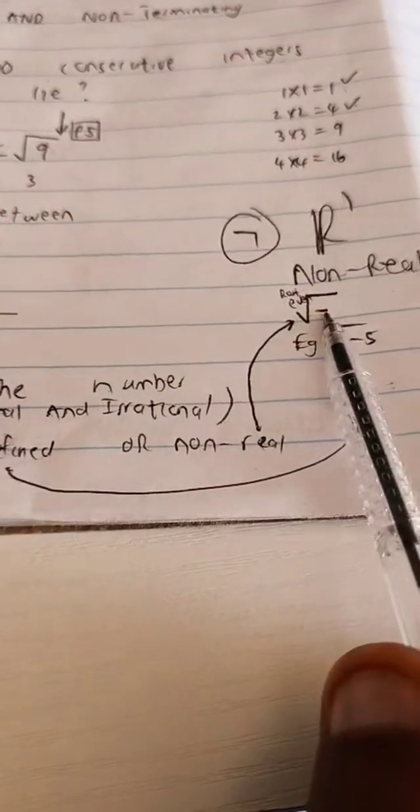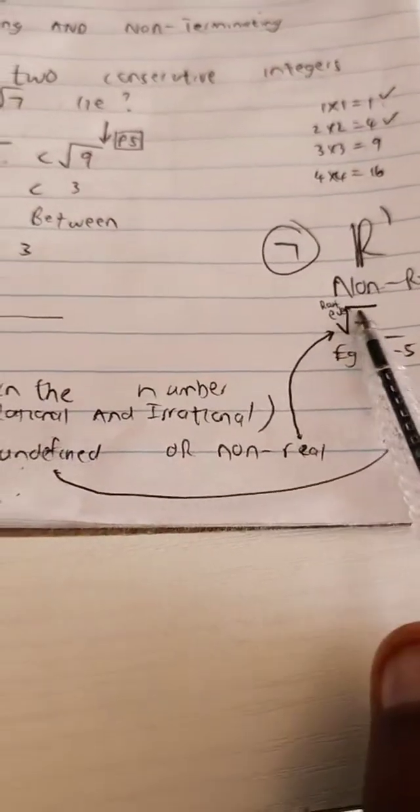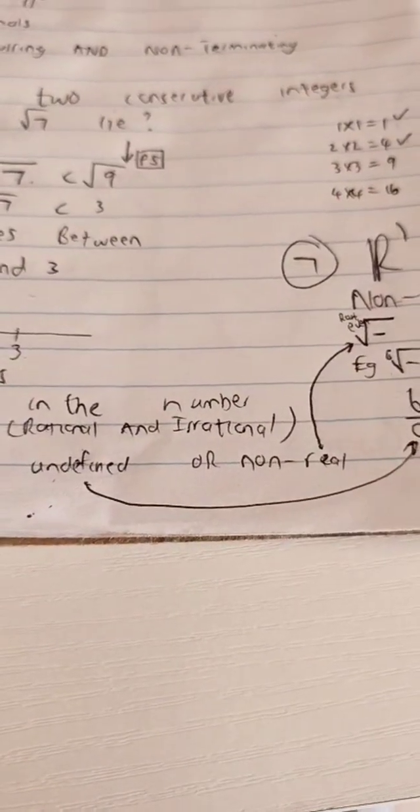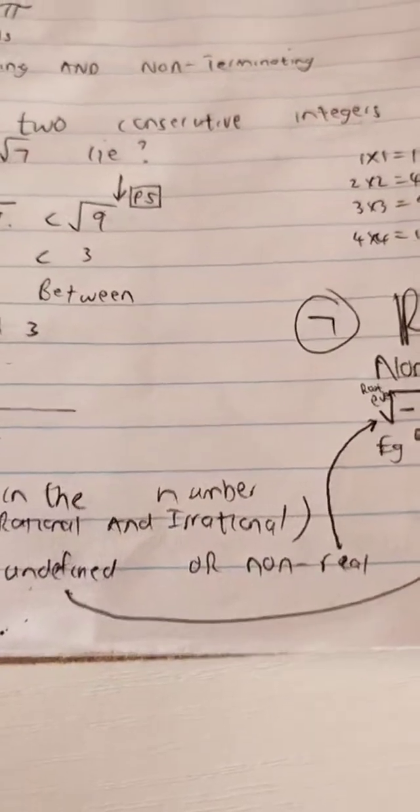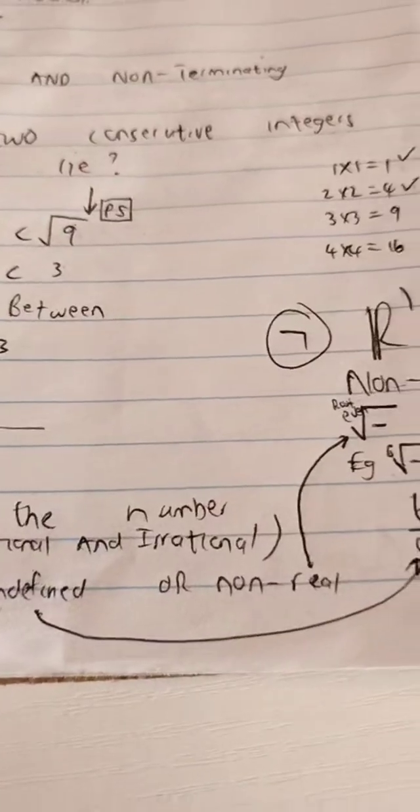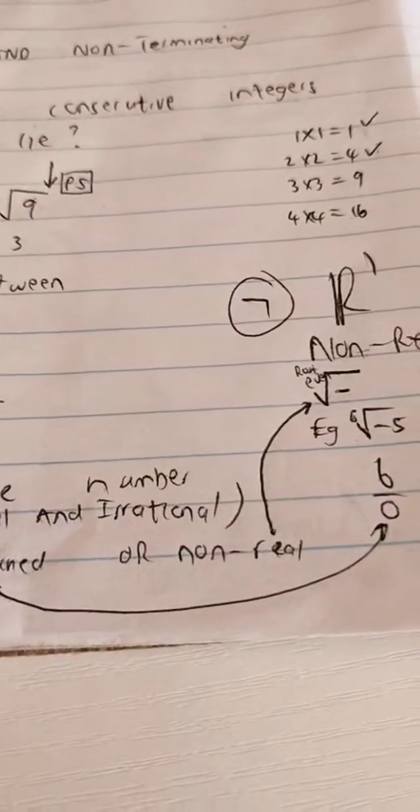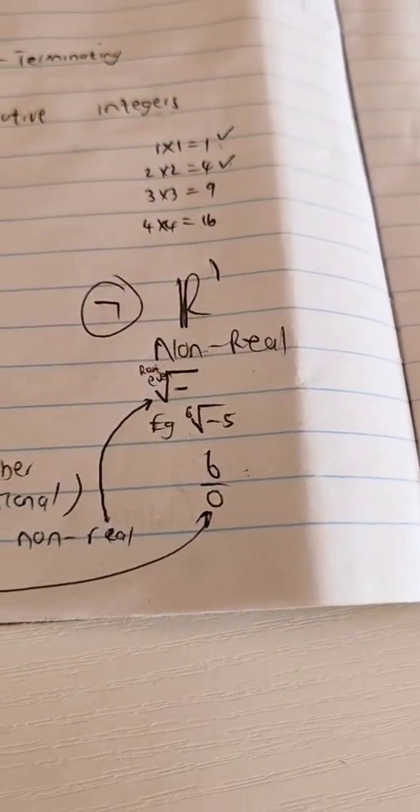Non-real, on the other hand, is any negative number inside a root that is even. A 2nd root, 4th root, 8th root of a negative number, we know that is a non-real number.